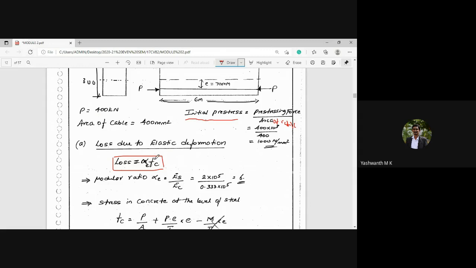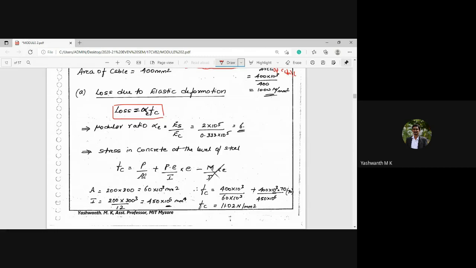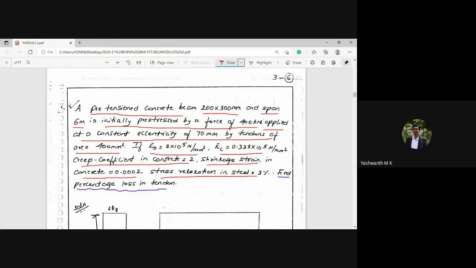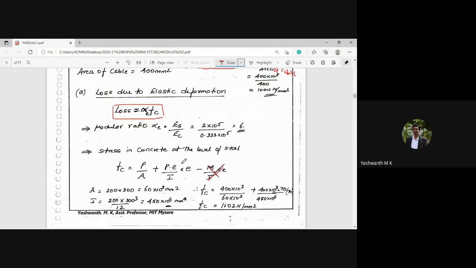Next, fc. What is the meaning of fc? The compressive stress in concrete at the level of steel. So that is the meaning of fc. How to calculate that? P by A plus Pe by I into the eccentricity, minus M by I into e. And this term will become 0. Why? Because nowhere in the problem is the live load mentioned. So we are going to neglect the M by I term, or this term will become 0.